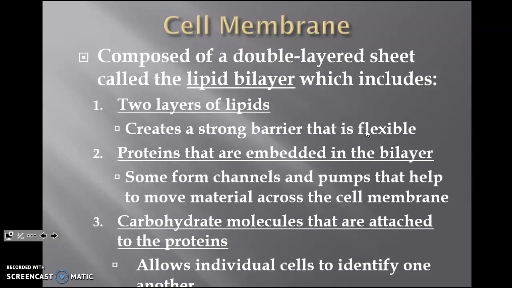There's proteins that are embedded inside that as well, and we talked about those proteins a little bit when we talked about proteins last chapter. Those proteins actually create channels and pumps that allow for passage in and out of the cell. And then there's carbohydrate molecules that are attached to those proteins as well, and those can allow cells to identify each other. So they're kind of like markers that allow them to determine what kind of cell they are, or where they're coming from, or whether they can be cohesive with each other or not.